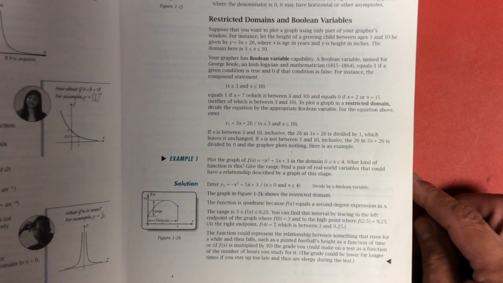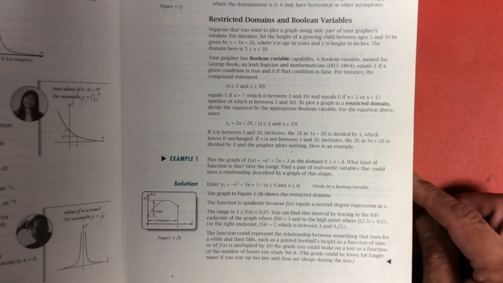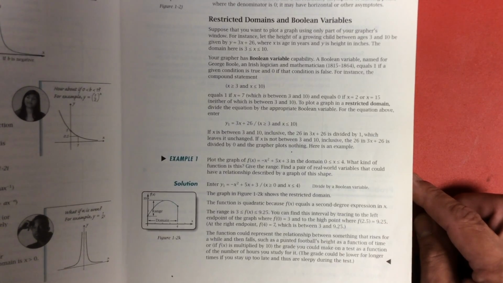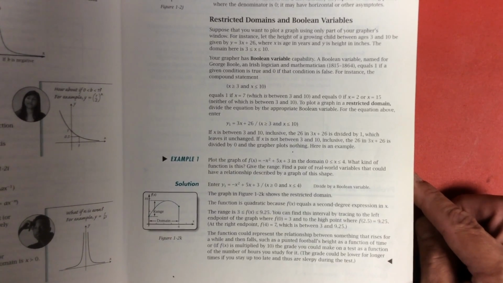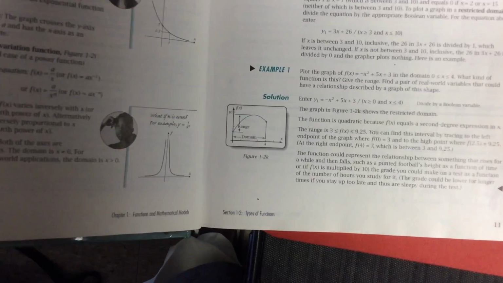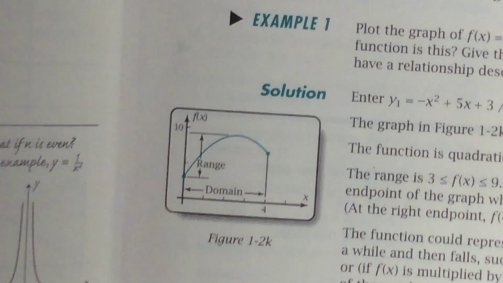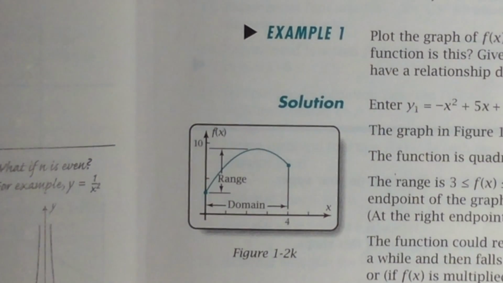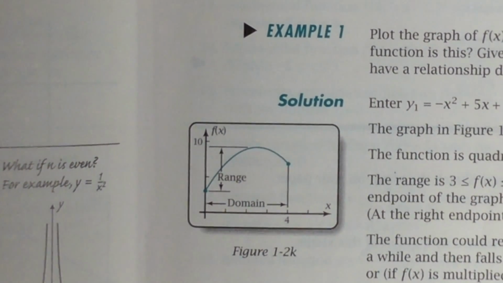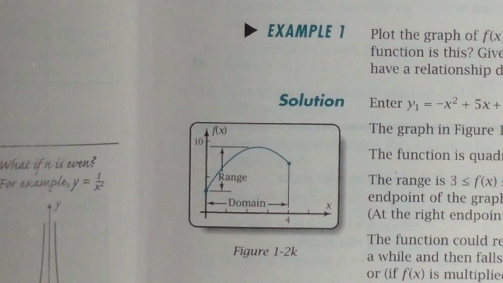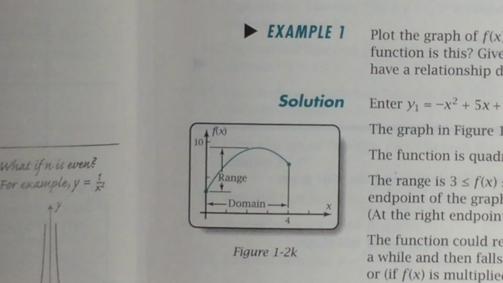The idea of a Boolean variable is a construct in order to tell your calculator to restrict the domain of a function. So, for example, if I wanted you to draw this function, I would say, here's the equation, and I want you to draw it over the domain 0 to 4. And you would be able to do that.